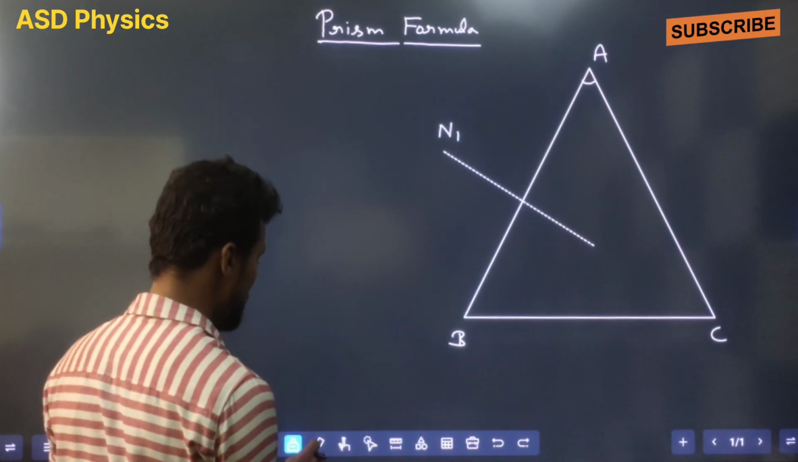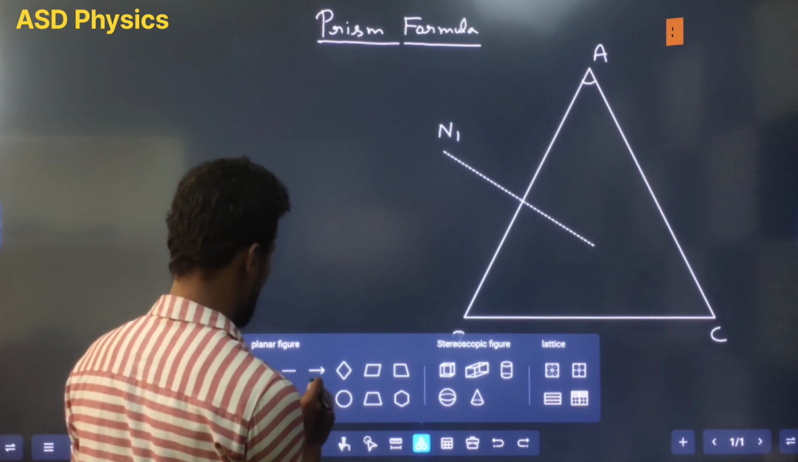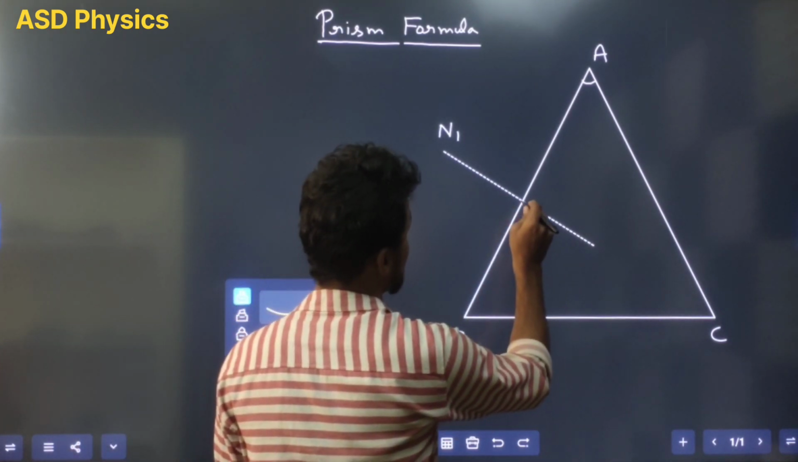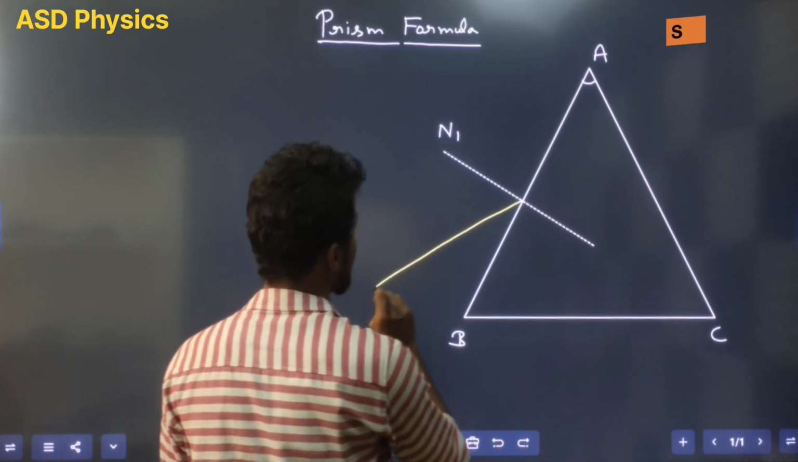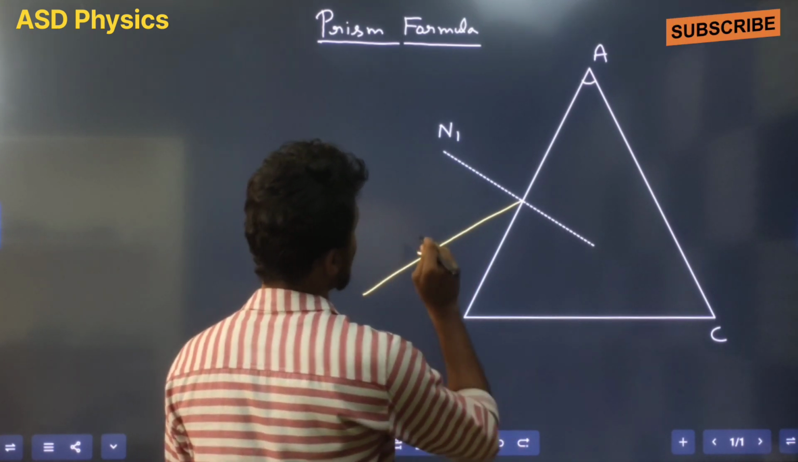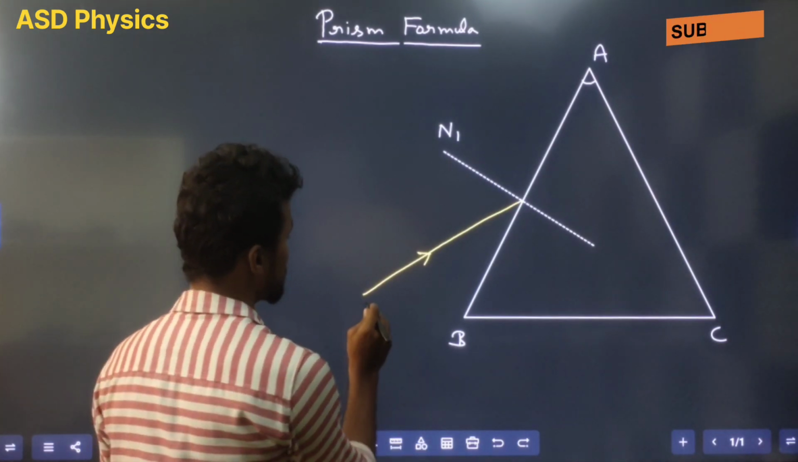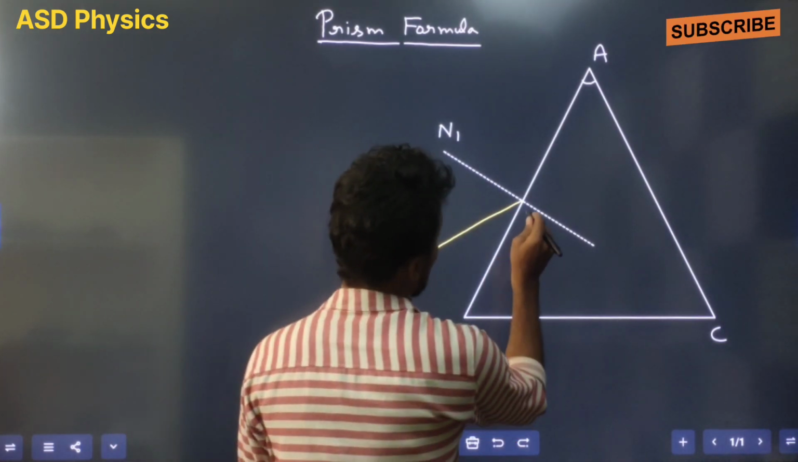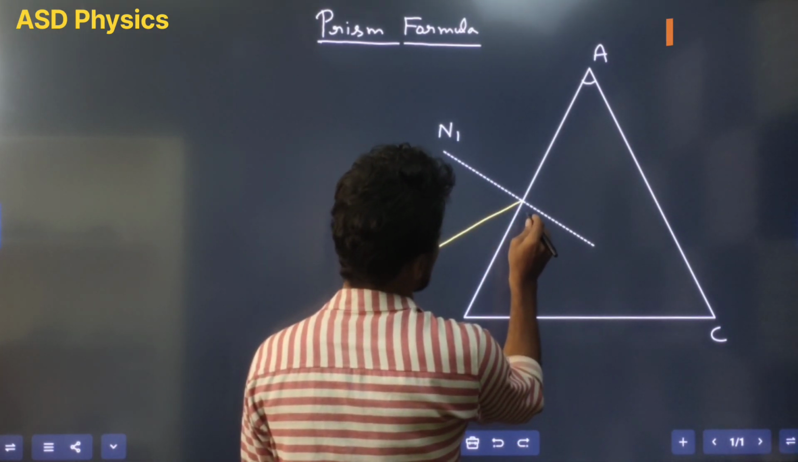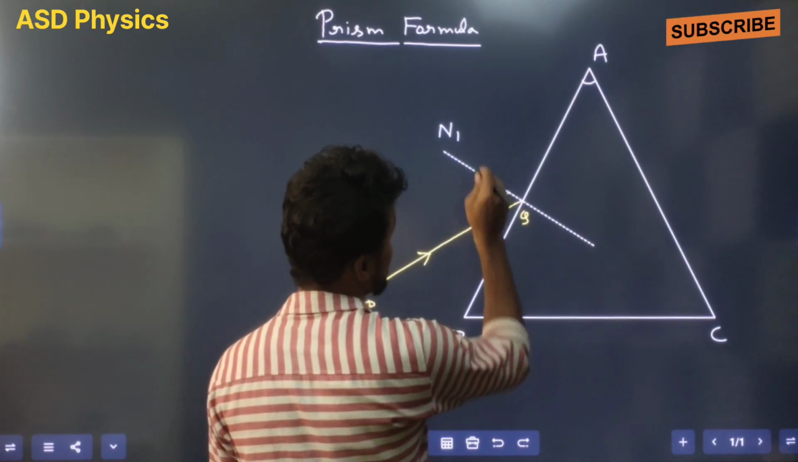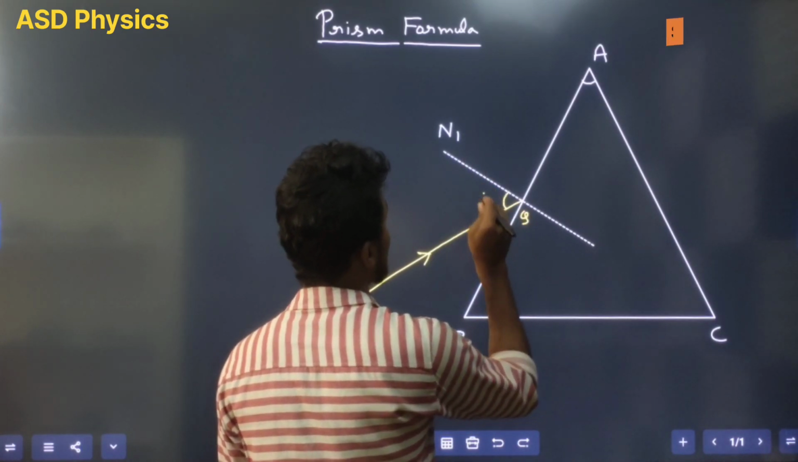Now I have taken one ray here. Let me choose it, please. See, this is the ray. Which ray is this? This is the incident ray. Now let me name it: this is P, and let me write here, this is Q. This ray is making some angle from the normal. This angle I will call i.